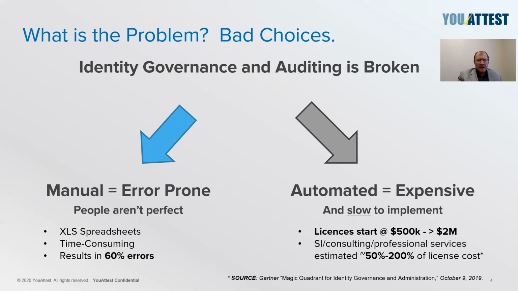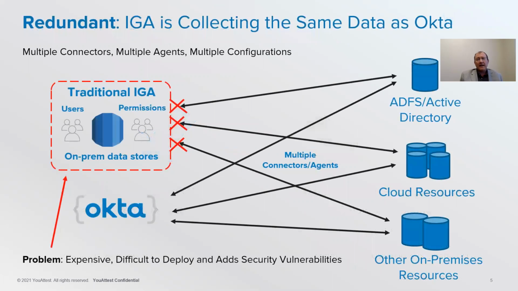But why is it so expensive? Here is why. Traditionally, what IGA has done is duplicate the efforts of identity management. That is, each vendor is building their own connectors. And as we saw with SolarWinds, more connectors is not necessarily good. That actually hurts your security posture. But just as relevantly, it's very expensive. It's expensive and time-consuming to deploy the extra connectors.